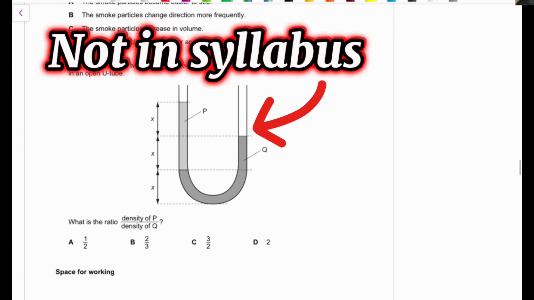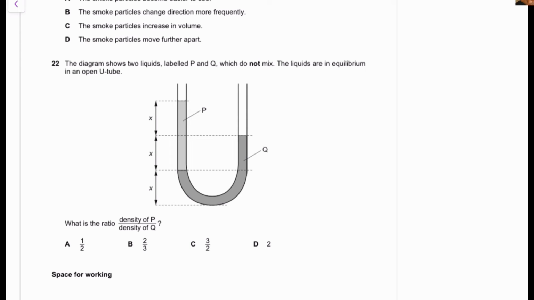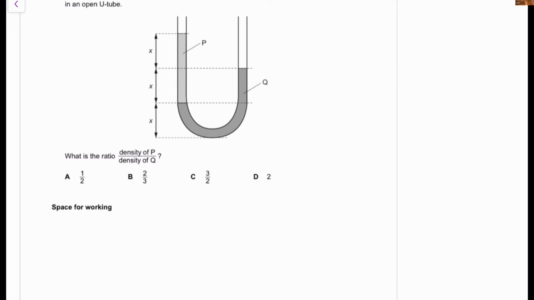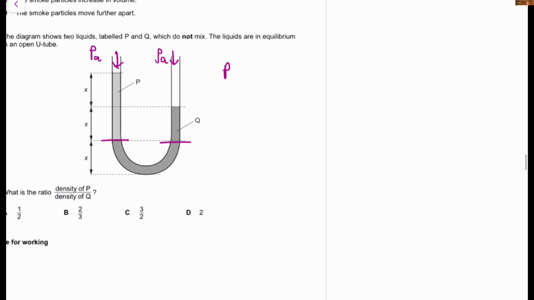Question number 22. We've been given two liquids, P and Q, which do not mix. The liquids are in equilibrium in an open U-tube, and we've been asked what is the ratio of the density of P to the density of Q. So what do we know? We're going to have the pressure of the atmosphere here, and the pressure of the atmosphere here. So the pressure of the atmosphere plus the pressure of P will be equal to the pressure of the atmosphere plus the pressure of Q. Since you have the pressure of the atmosphere on both sides, they cancel out, and you'll be left with the pressure of P, which will be equal to the pressure of Q.